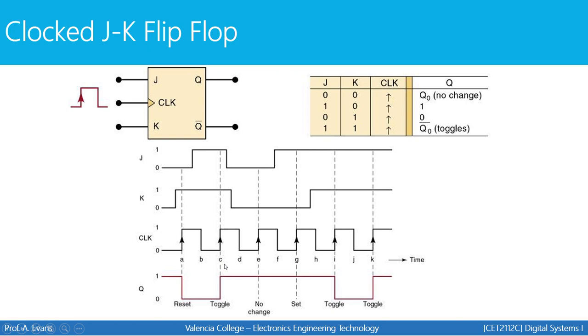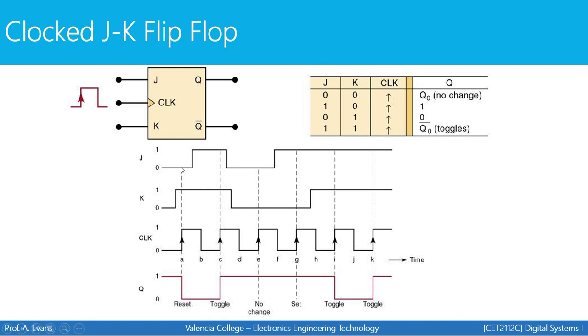It's the same example that we did in a previous video, just showing that as J and K change, the only time the output will change is when the clock makes the applicable transition. In this case, I know that the clock has to make a positive transition because there's no bubble on the diagram given to me. If there were a bubble, then I'd know that the flip-flop would react to negative transitions instead of positive ones. So for each positive transition, we're simply going to look up and see what J and K are at that moment in time and determine what the flip-flop is going to do for the output.